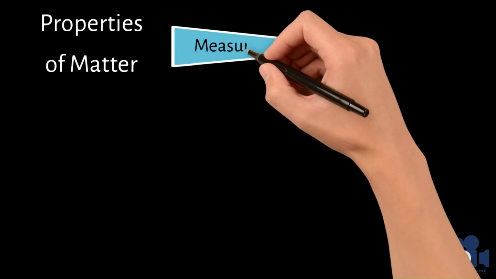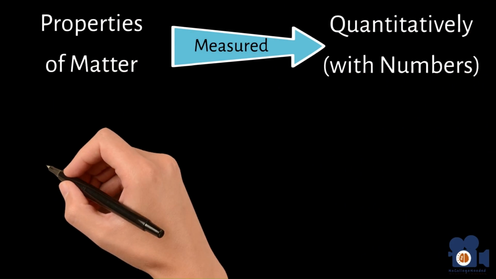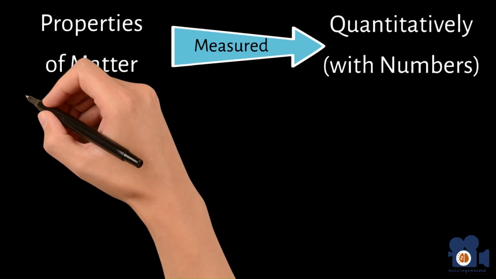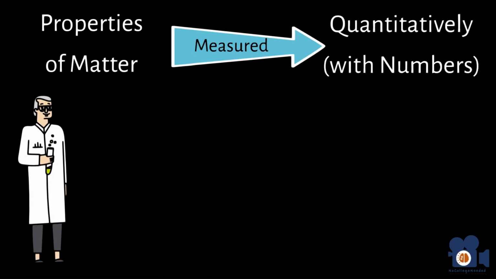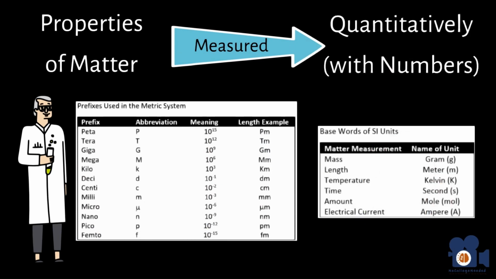Many of the properties of matter are measured quantitatively, meaning with numbers. When these properties are measured, specific units must be included to help scientists accurately compare the measurements. As scientists, we use the prefixes of the metric system as the go-to classification of varying measurements. Furthermore, we adopt the base words of the SI unit system to remain consistent amongst measurements between scientists with mass, length, temperature, time, amount of a substance, and electric current.